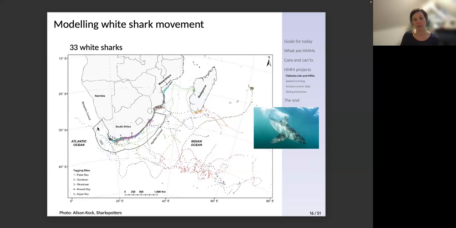And as you can see, the black line around the coast of South Africa is the exclusive economic zone, and that's where we had fishing information. But as you can see, sharks ranged far outside that into the Southwest Indian Ocean.